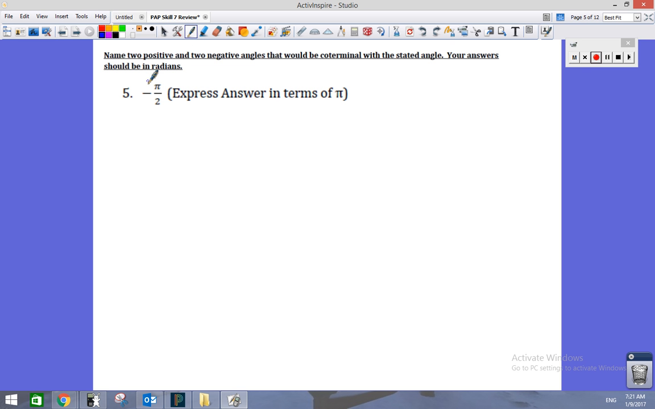So, if I draw this negative pi over 2 in standard position, negative angle measures are a clockwise rotation. My initial side as always coincides with the positive x-axis, so this angle of negative pi over 2 is like that. Okay, so if I add complete multiples of 2 pi radians, then I'll come up with a list of coterminal angles.